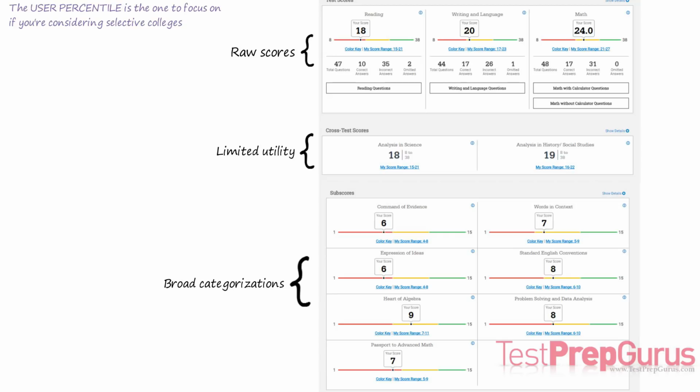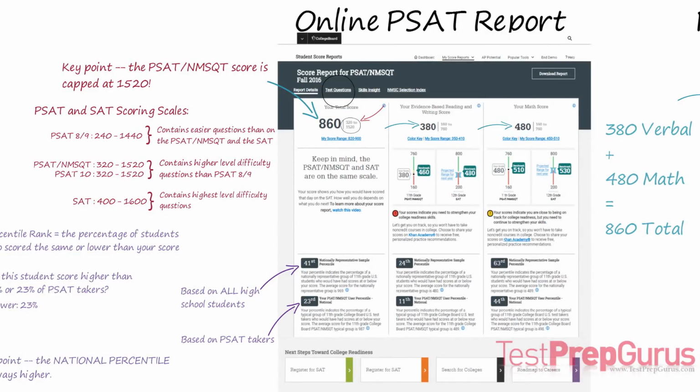Mock SAT and ACT exams given by reputable test prep companies should break down your performance into more specific categories than the PSAT report does. Let's move on to the next section, test questions.